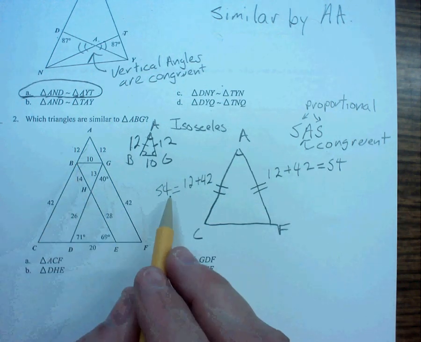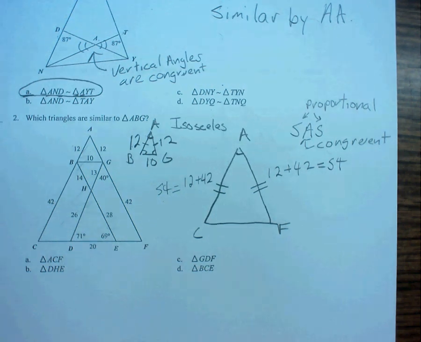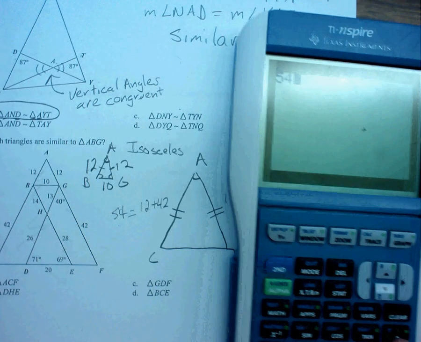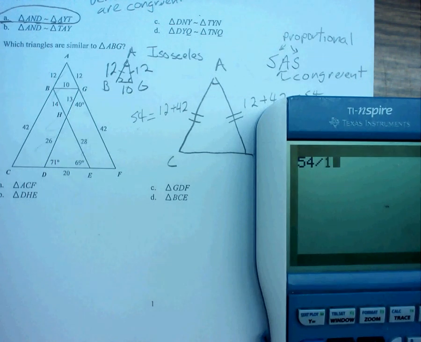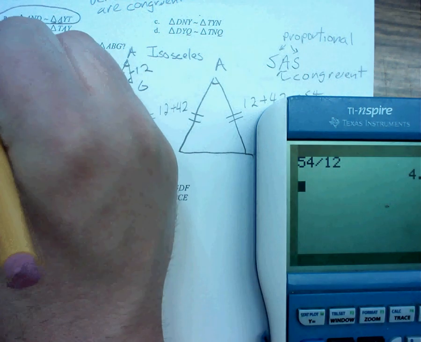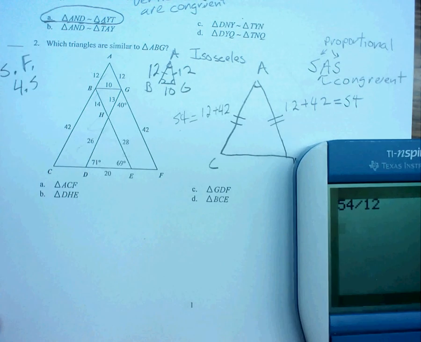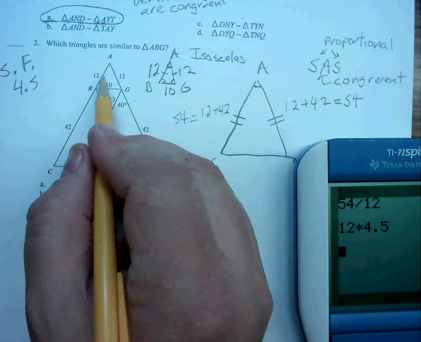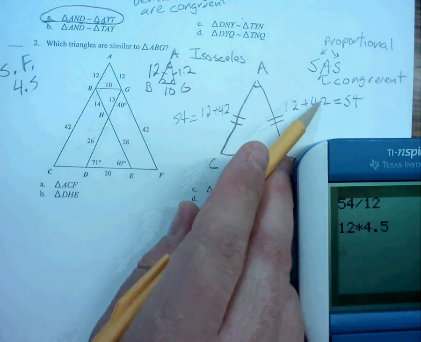In other words, what do I multiply 12 by to get 54? Heck, I don't know. I can find out real quick though. But it's going to be the same, whatever that number is. The easiest way to find out is to take 54 and divide by 12. So I have a scale factor of 4.5, okay? So if I take 12 and multiply it by 4.5, I'll get my 54. If I take this 12 multiplied by 4.5, I'll get 54. If I take this 12 multiplied by 4.5, I'll get 54.